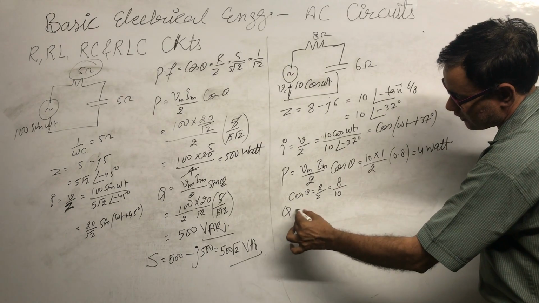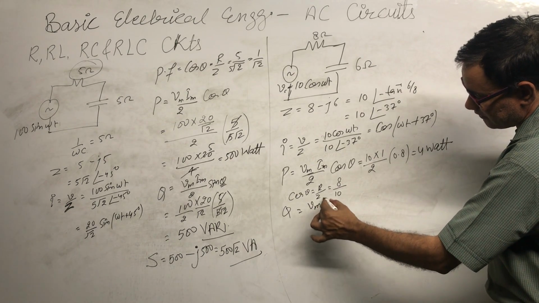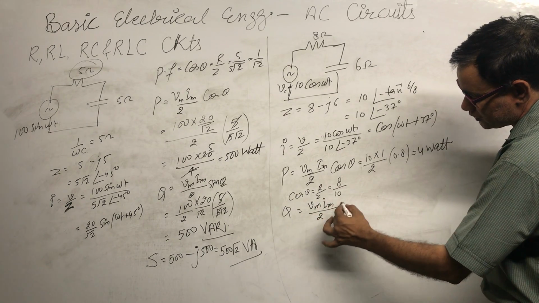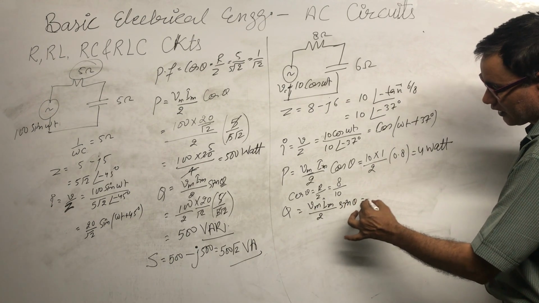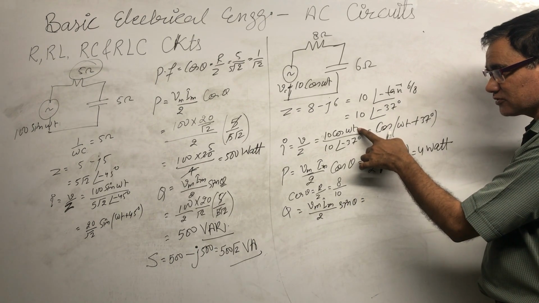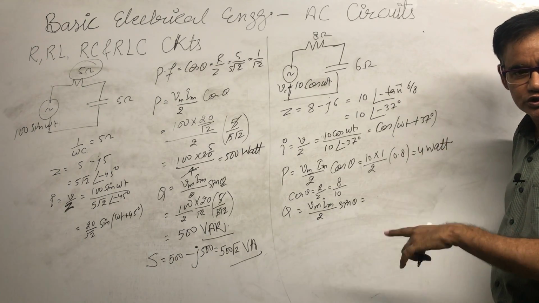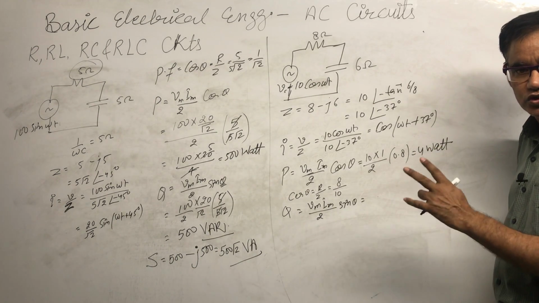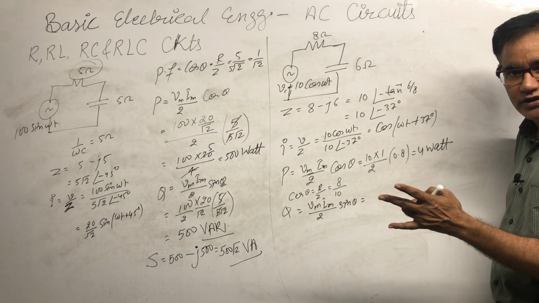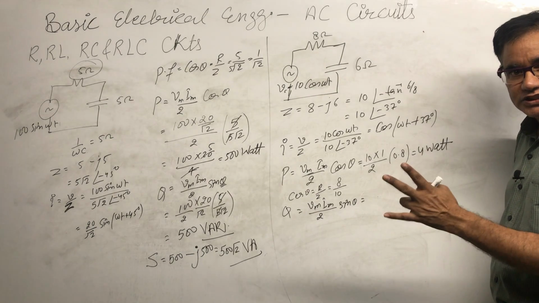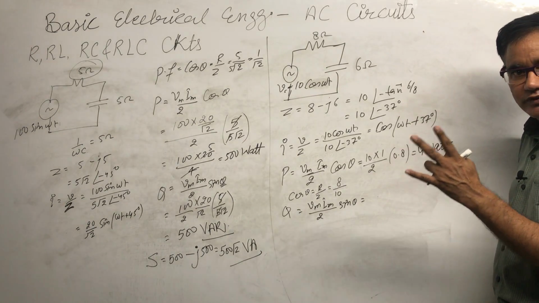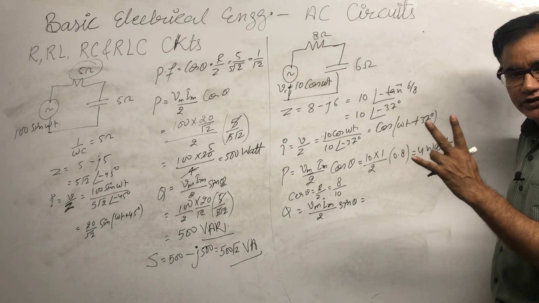And the value of reactive power Q is Vm Im by 2 sine theta. And power factor does not depend on whether the source is cos or sine. It is cos omega t, or it is sin of omega t. Power factor is always cos theta, that always depends upon the value of resistance and reactance components.